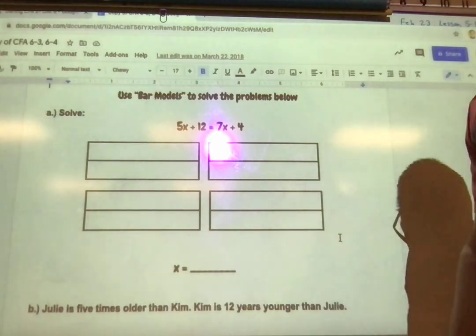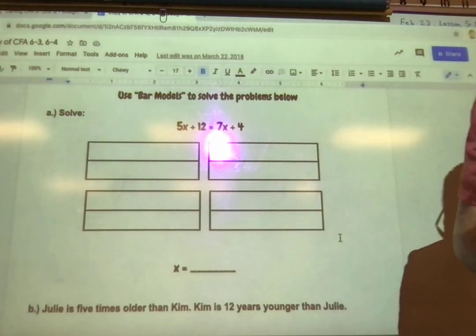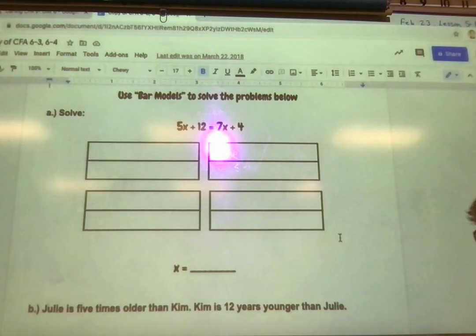All right, guys, we're going to go ahead and run through CFA 6.3 and 6.4. Make sure you've got your study guide going here, and you can be re-listening to the explanations and writing down the answers. All right, so we're going to use bar models here to solve these equations.